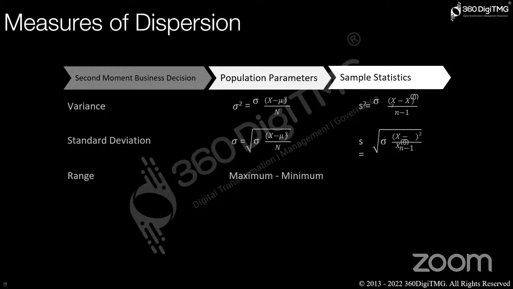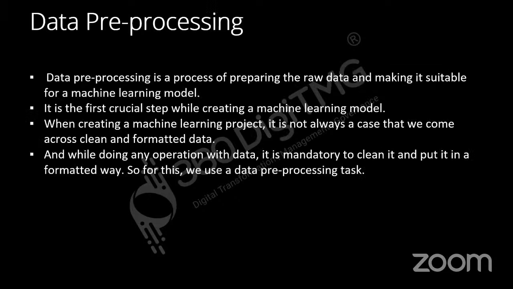Variance is nothing but how the values differ from the mean. So x is the value and mu is the mean. How the values are different from the mean. For population and sample statistics, the formulas are already given. Standard deviation is nothing but the square root of the variance. Range is nothing but the maximum value minus the minimum value.